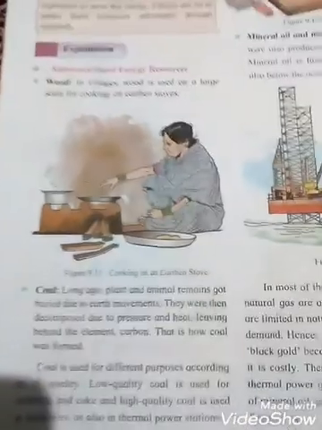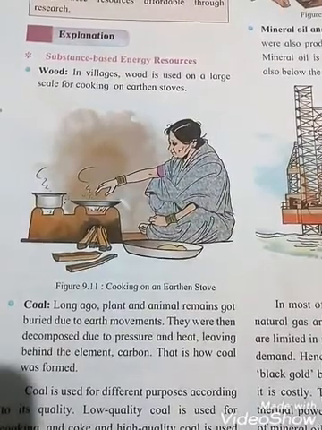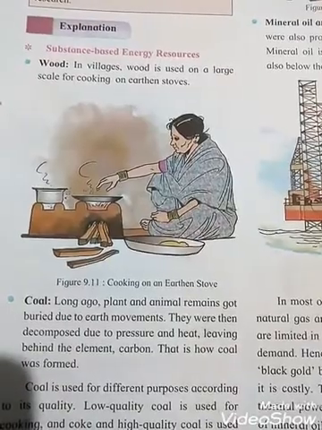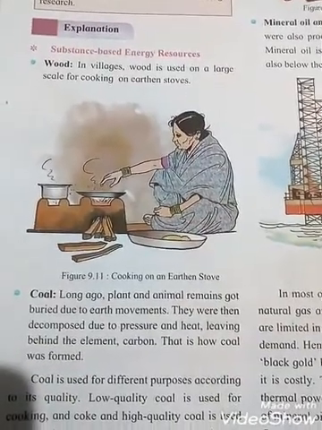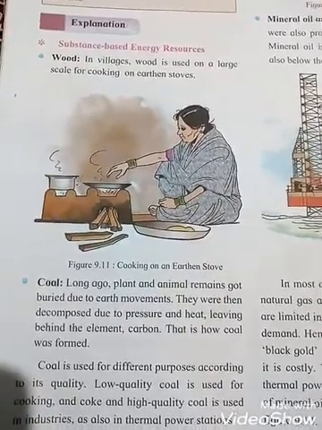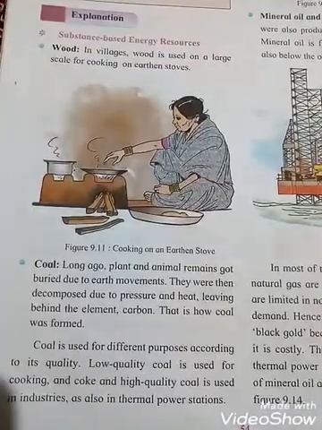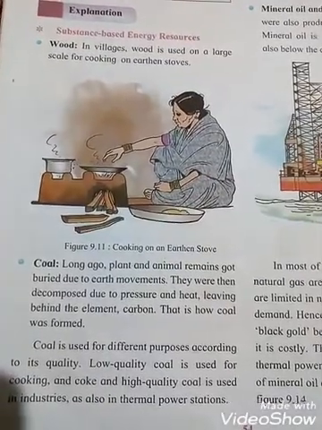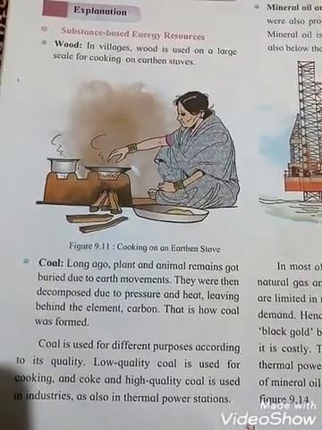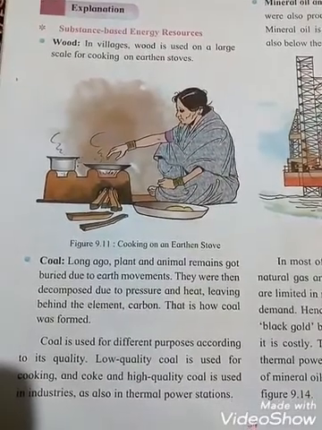Next one is coal. Long ago, plant and animal remains got buried due to earth movement. They were then decomposed due to pressure and heat, leaving behind the element carbon. That is how coal was formed. Coal is used for different purposes according to its quality. There are different types of coal, low quality as well as high quality.